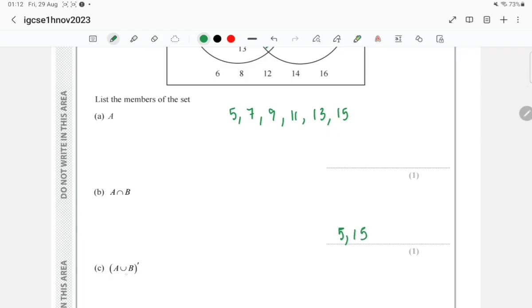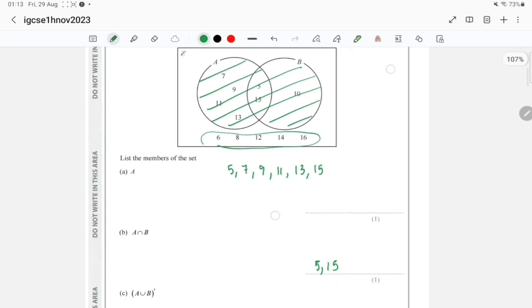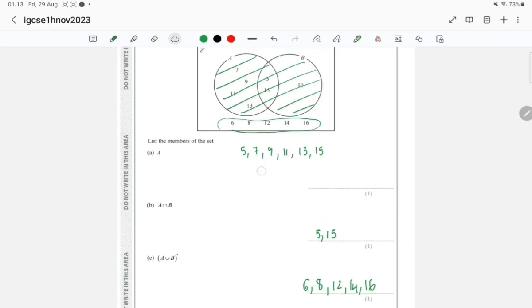Now part C, A union B dash. So these are those elements that are outside of A union B. This is A union B, right? Now outside of that would be 6, 8, 12, 14 and 16.